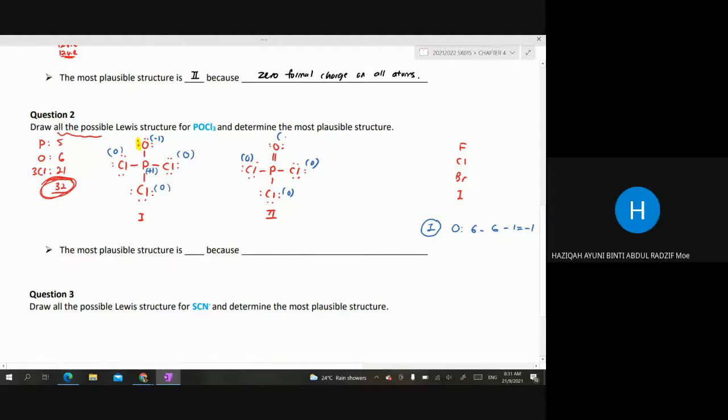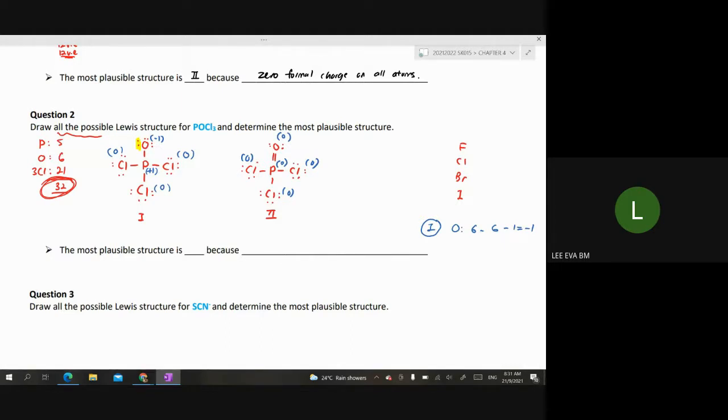But how about the oxygens on the second structure? 0. 0 because 6 minus 4 minus 2. Ada 4 dot, ada 2 line. Okay, so dia adalah kosong. How about phosphorus? 0. Also 0. 5 minus 5. Oh, ada 5 line dekat situ. Maka dia punya formal charge adalah kosong.